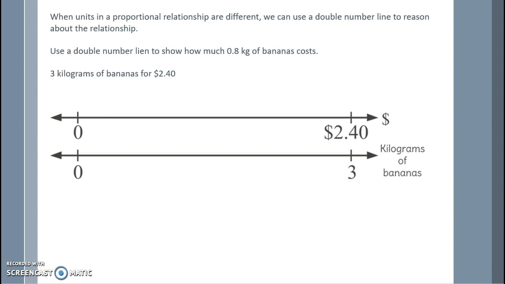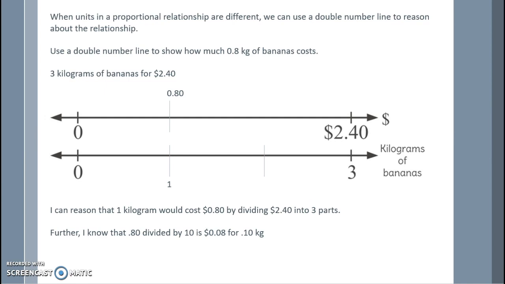When units in a proportional relationship are different, we can use a double number line to reason about the relationship. Use a double number line to show how much 8/10 of a kilogram of bananas cost, if we know that 3 kilograms of bananas is $2.40. Well, I can reason that 1 kilogram would cost 80 cents by dividing $2.40 into 3 parts.